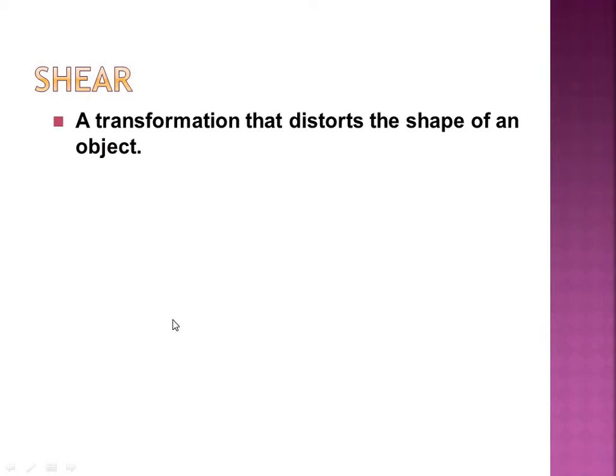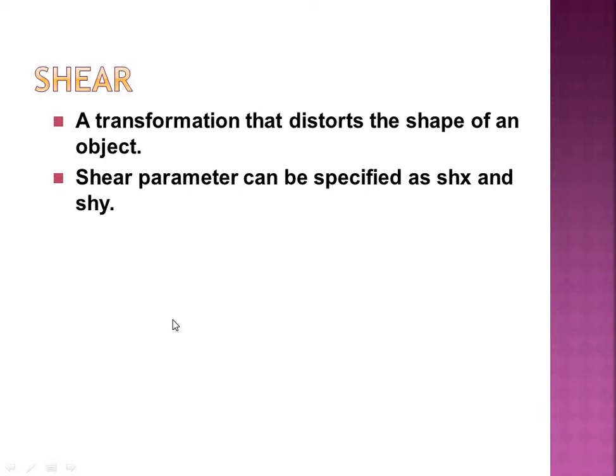First of all, you must know what is shearing transformation. A transformation that distorts the shape of an object is called shearing transformation. In shearing transformation, it appears that the object is composed of some kind of internal layers and that someone has dragged the object, so that these layers slide over each other. So this type of transformation is called shearing transformation.